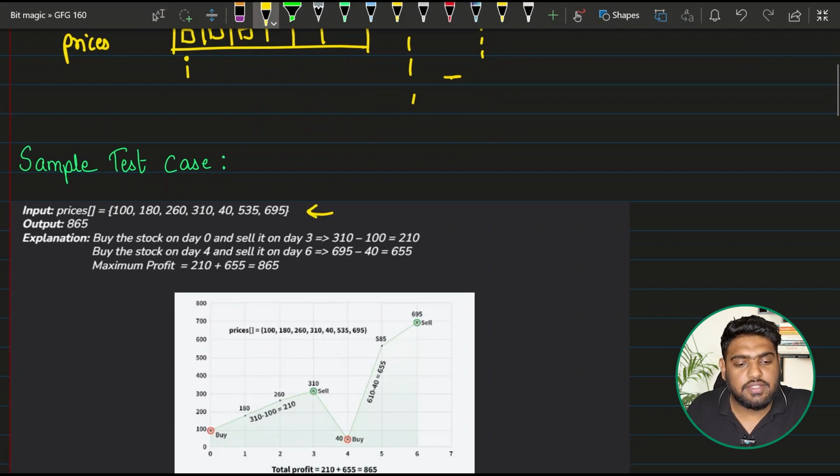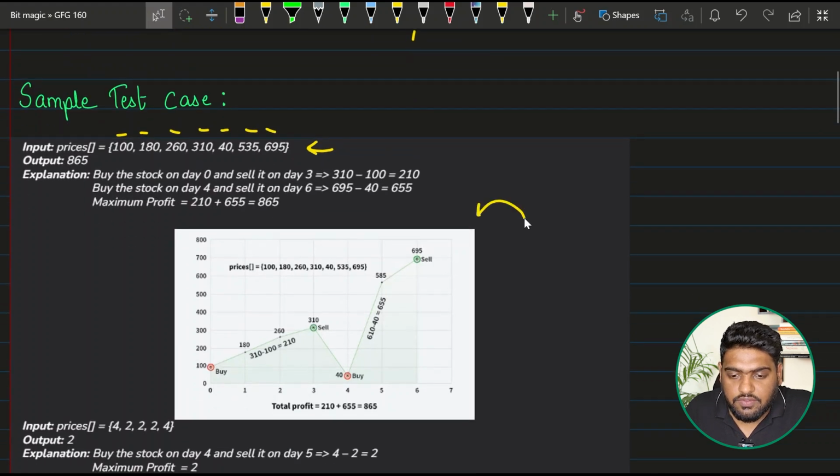In this sample test case, as you can see, we are given the prices array containing the values 100, 180, 260, 310, 40, 535, and 695. Here we have the diagram, the graphical representation of the same thing. Now what do we need to do? If these are the prices, then the lowest price that we have initially, at the beginning, is 100, right? So you are going to buy at 100.